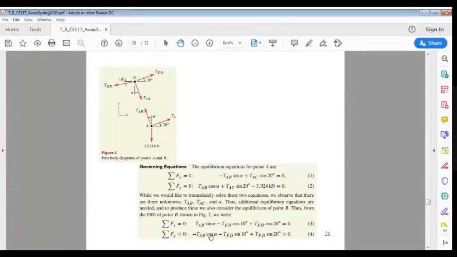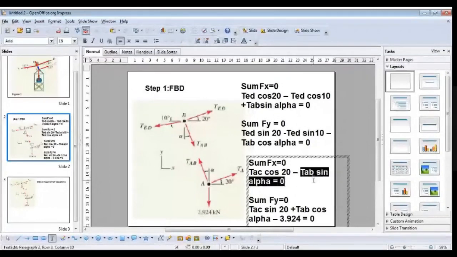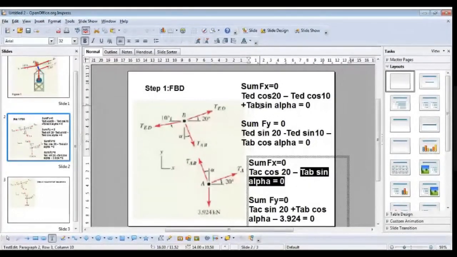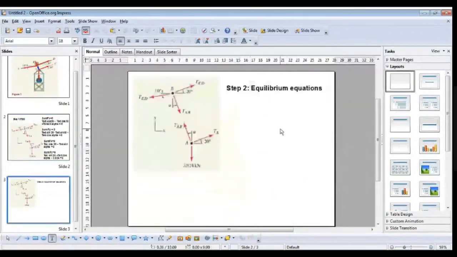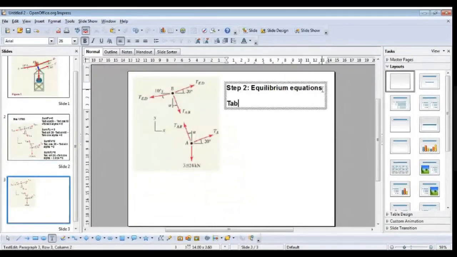Please write down the two equations and let me know what result these two equations give. Put TAB sine alpha equal to TAC cos 20 in equation number 3 and let me know which equation you get. Similarly, find the value of TAB cos alpha from here and put it in this equation. So TAB sine alpha is equal to TAC cos 20.